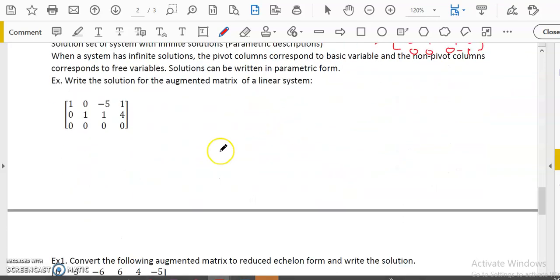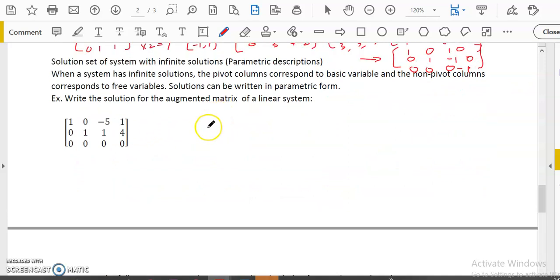The second problem that we're going to work on is how to write the solution of an infinite system. So it's a system that has infinite solutions. So look at this. This is an RREF, right? Do you see? This is a pivot column, and this is a pivot column, 0, 0, top and bottom. So I can write the solution right away. But how do I write it? If I write it back into a system, what do I get?